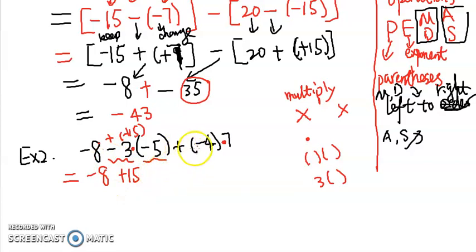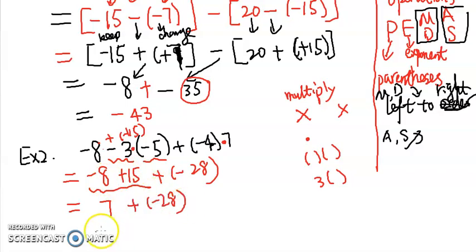And then the next part is plus. Negative times positive is negative, and 4 times 7 is 28. So now we can do addition. -8 plus 15 is 7, more credit than debt. And plus -28. This time we have more debt than credit, so we end up in debt. And 28 minus 7 is $21 more debt than credit.